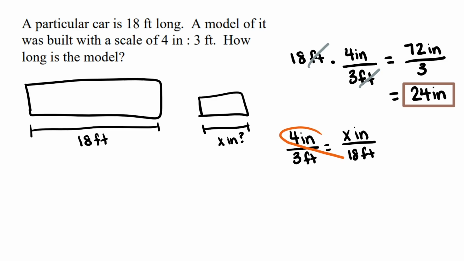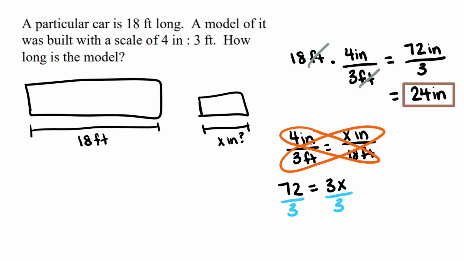So we cross multiply. 4 times 18 is 72 equals 3x. Divide both sides by 3, and you get x is equal to 24 inches. So our model car is 24 inches long.